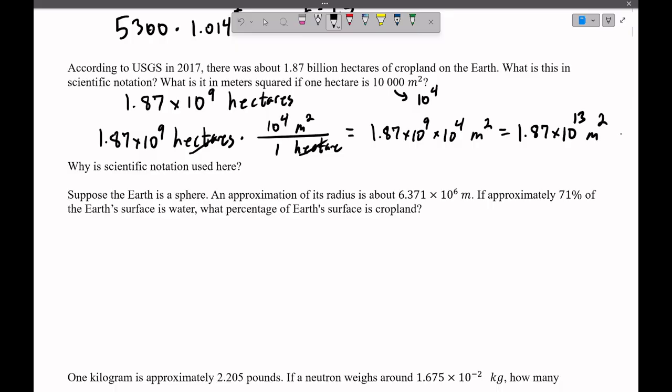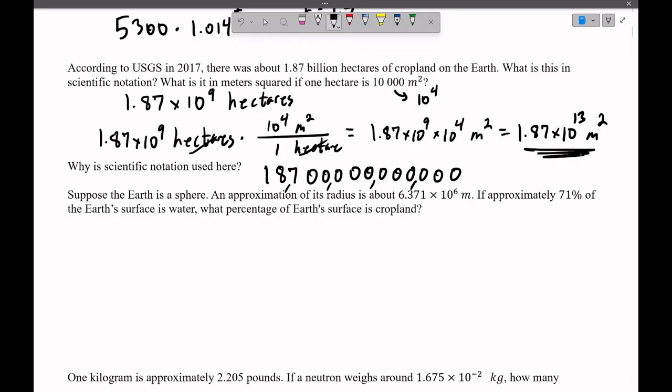And why is scientific notation used here? Because if I didn't use scientific notation, I'd have to write it as 187, 1, 2, 3, 4, 5, 6, 7, 8, 9, 10, 11 zeros. Because I'd have to move the decimal point back 13 spaces, and that's what that would be. It's a lot of zeros. It's very, very cumbersome to use this number versus the scientific notation number. A lot less writing there. So it's very important to use scientific notation for these large or very small numbers.